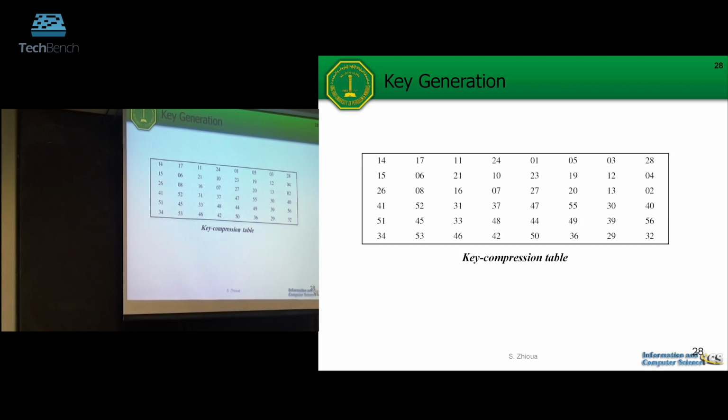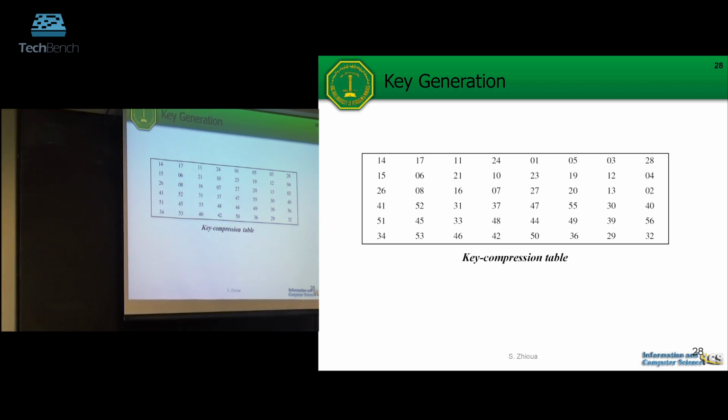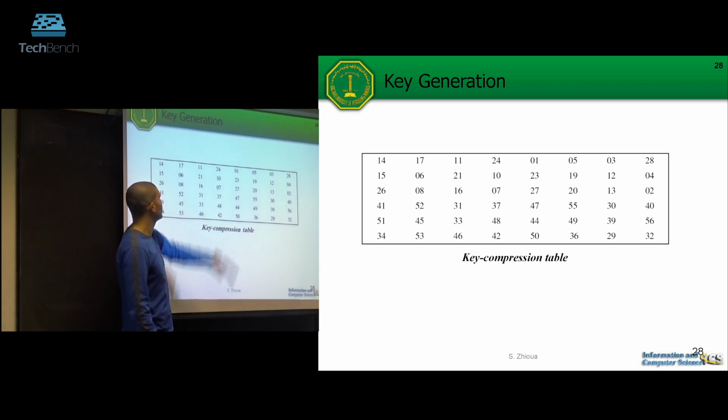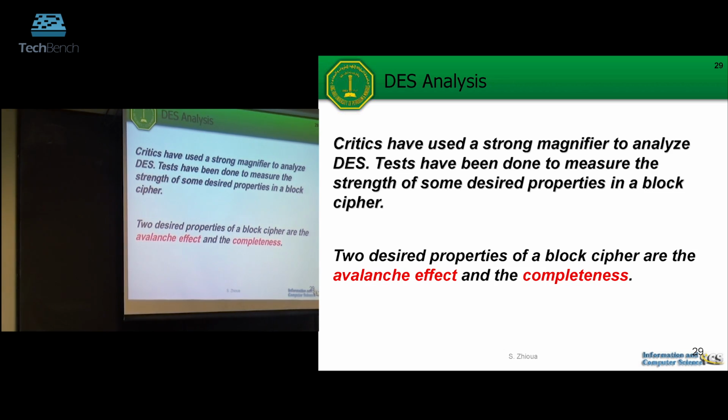Okay. So, this is the key compression table. Again, here it is playing with the parity bits. Right? So to move down from 56 to 48 bits, you remove the parity bits. Right? You don't see 8, you don't see 16, you don't see 24, 32, etc. So in total here we have 6 by 8, these are 48 bits. So basically these are all the details of the DES.